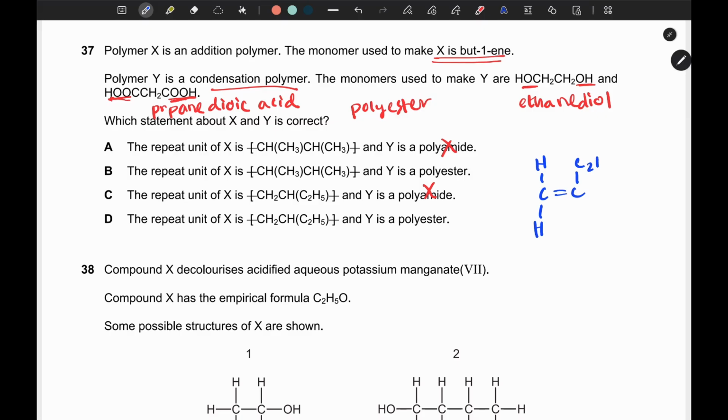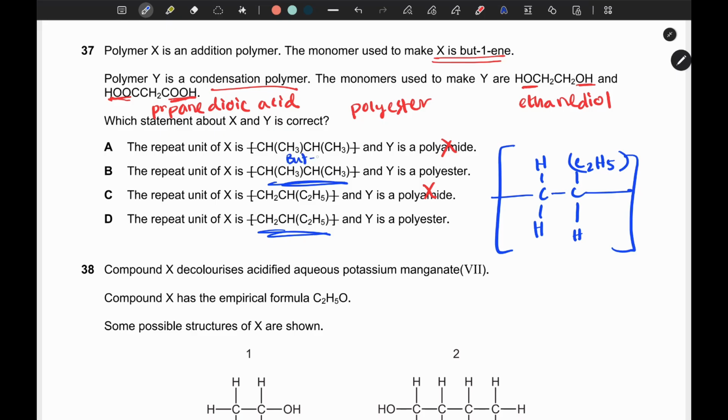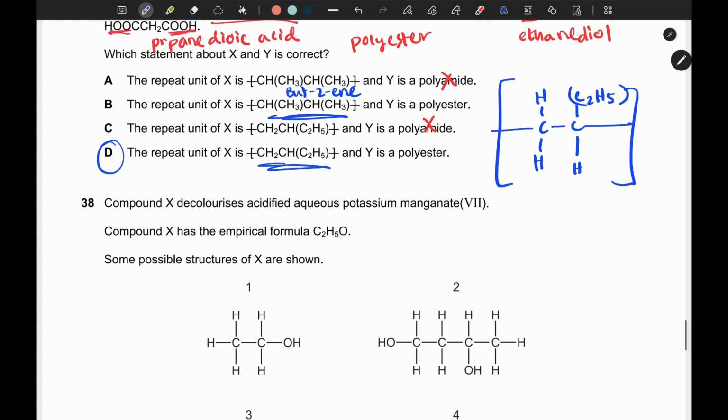So if that is the case, we would write C2H5 for the remaining extension, a hydrogen. And now in an addition polymer, one of the double bonds breaks down, so we have extensions on both ends. So this would be the repeat unit. Now if we were to check, we are looking for the presence of a C2H5 in the structure as per our format. So if that is the case, we see that D has that, but B doesn't. B is actually the repeat unit if we had used but-2-ene, not but-1-ene. So the answer for 37 is D.